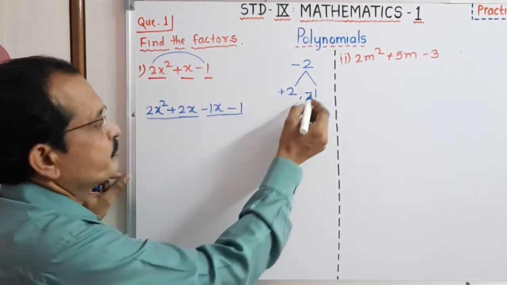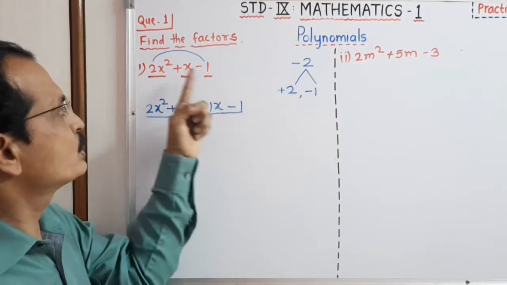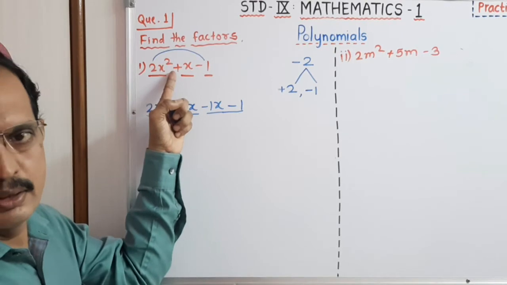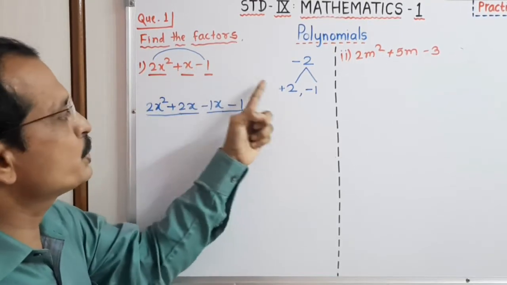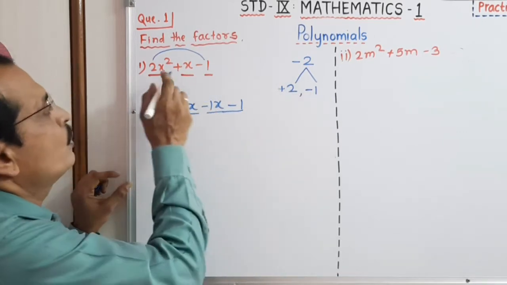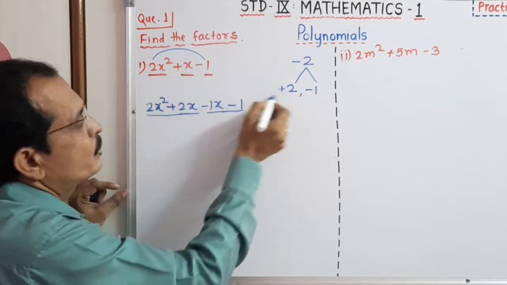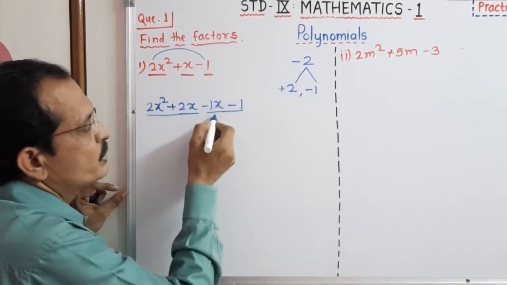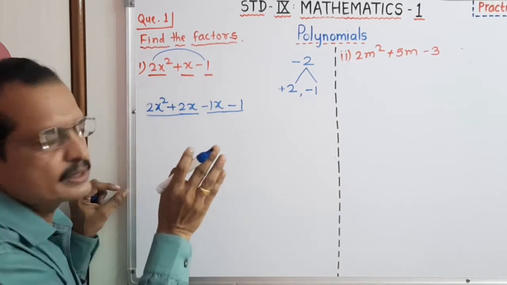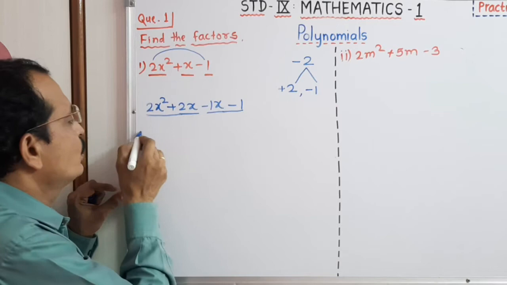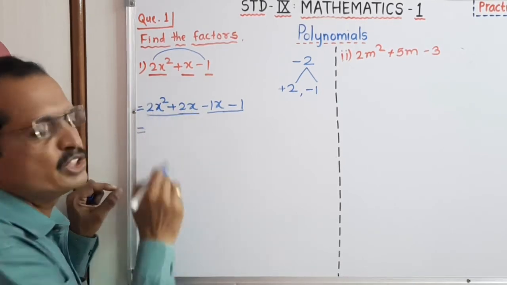Now see here, we got plus 2 and minus 1. Why this plus 2? Because the middle term has the plus sign. The sign of the middle term goes to the bigger number and the opposite to the smaller number. Now this 2x square as it is. Instead of this x, we have to write this 2x, this minus 1x. If we observe this 2x minus 1x, it is x as it is, and minus 1. Now from this, what do we have to do? We have to take out the common from these two.